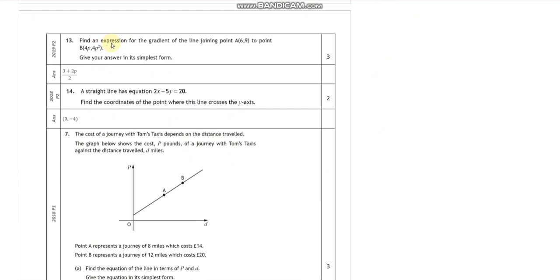Right, next one. Find an expression for the gradient. This is quite a good one because it's getting you to use your factorizing skills, right? So what it means is we know the gradient is y2 take away y1 divided by x2 take away x1. So let's write that down. And let's label them up. Let's call that x1, y1 and x2, y2. So y2, 4p squared, take away y1 of 9 divided by 4p, take away 6.